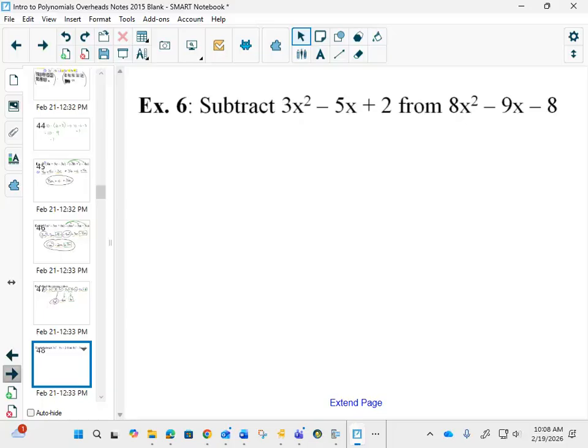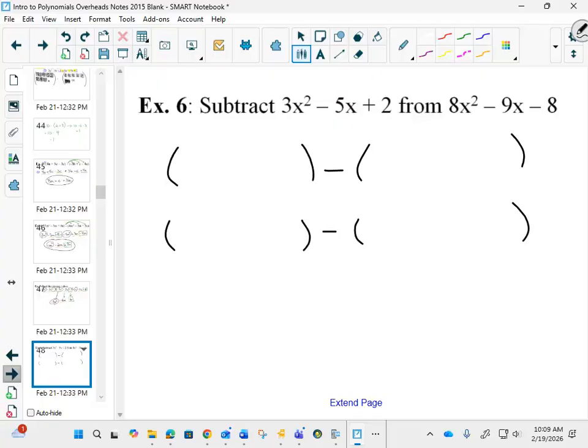This mix of math and words can get tricky. Subtract 3x squared minus 5x plus 2 from 8x squared minus 9x minus 8. Do not write this down. I'm going to give you two possibilities. You have to tell me which of the two possibilities is right. We will erase the wrong one. Both of these possibilities are going to have a minus sign. We're subtracting one from the other one.